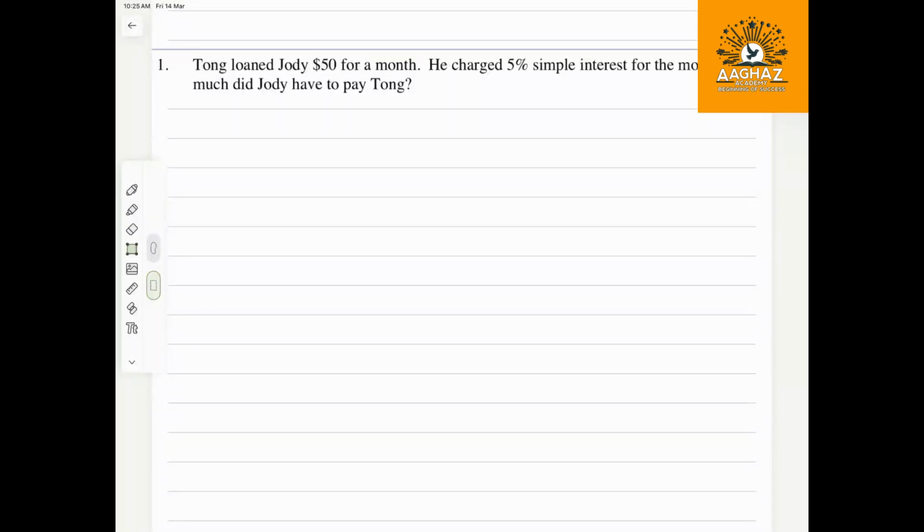So now I am going to start this question. In this question, you can observe that J is a person who loaned $50 for a month. He charged 5% simple interest for the month. How much did J have to pay to T? Okay, so in this question, basically, what is the principal amount? Principal amount is $50.